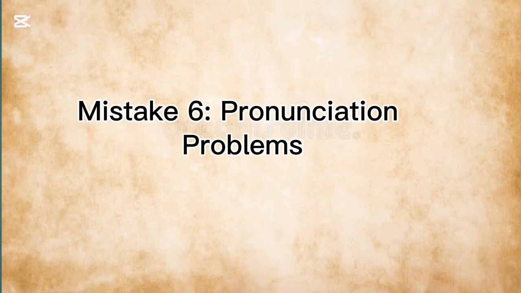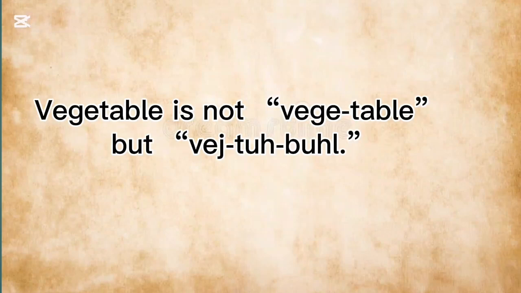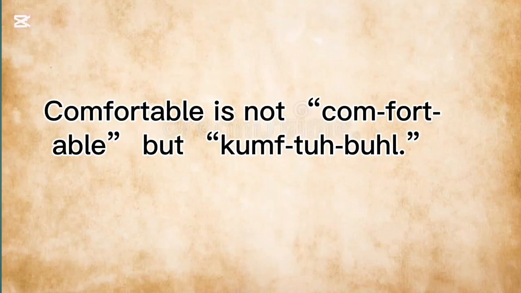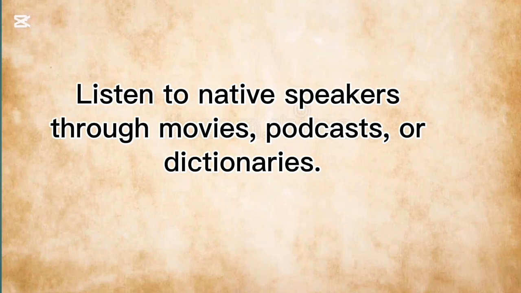Mistake 6. Pronunciation problems. Pronunciation mistakes are very common. For example, vegetable is not pronounced the way it is spelled. Comfortable is also not pronounced the way it is spelled. Why it happens? Learners often pronounce words the way they are spelled. Fix. Listen to native speakers through movies, podcasts, or dictionaries.